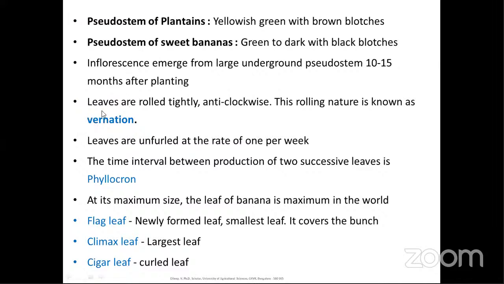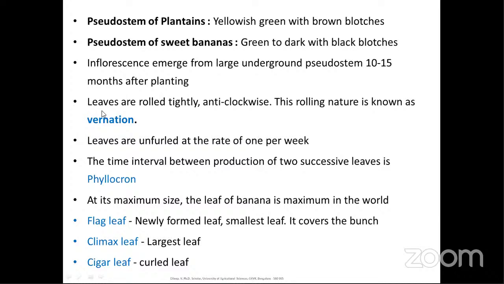Vernation, this is the leaf rolling criterion, is called vernation, and the leaves are unfurled at the rate of 1 per week, that is 1 per week or 10 days as I observed. It also depends on the conditions. Okay, even if there is more prolongation of cold, the leaf won't unfurl.